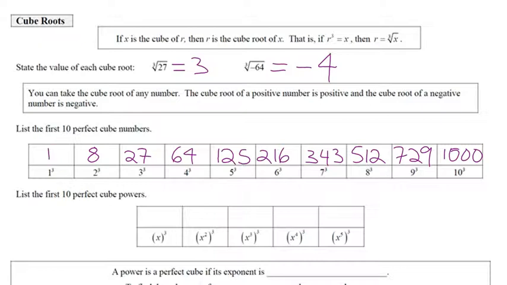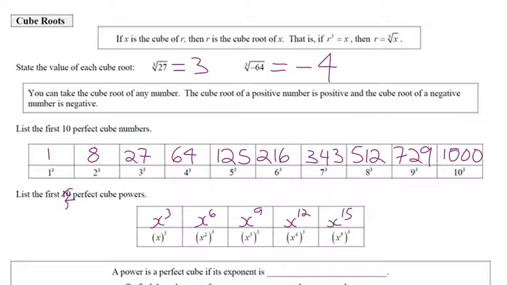Okay, what about cubes of powers? So again, just first 5. So x cubed, well, x cubed is just x cubed. If I square x squared, if I cube that, what do I get? X to the 6th, x cubed cubed. 9, x to the 4th cubed. And x to the 5th cubed.